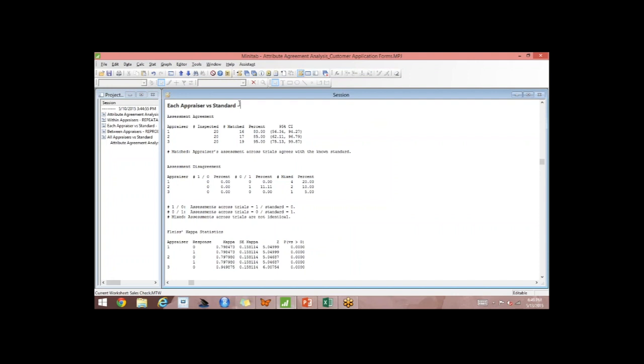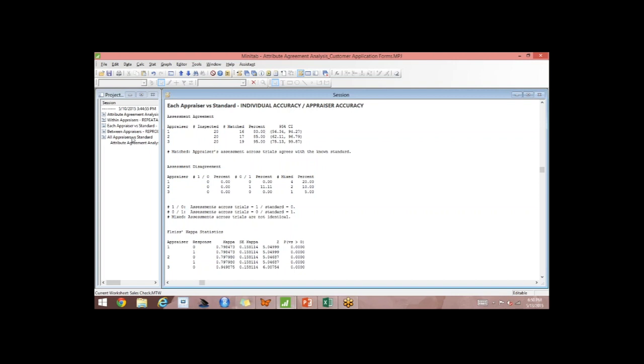And this is called individual accuracy or appraiser accuracy. Once again, remember the thumb rule: greater than 90%, my measurement system is acceptable. In between 70 and 90, it is cautiously acceptable. Less than 70, it is unacceptable.